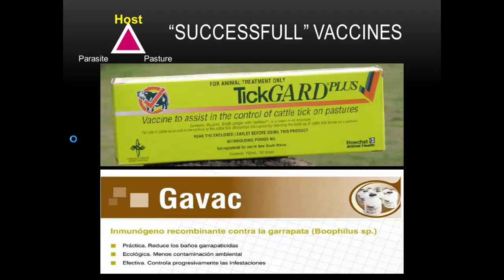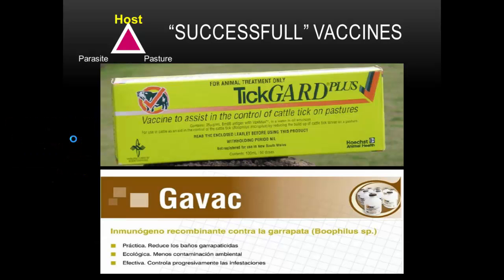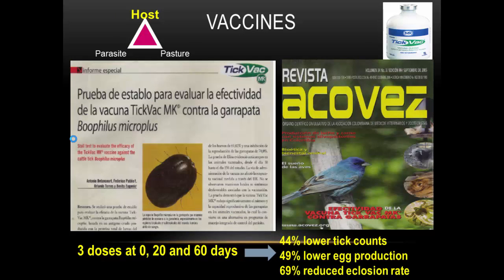Now, what's interesting about these vaccines is that their efficacy accounts for having an effect not only on the number of ticks on the animal, but also on the reproductive capacity of the tick, in terms of the number of eggs that can be laid, or how many of those eggs will eventually hatch. For the first one, TickGuard, the combined efficacy of all those 3 parameters can reach up to 90%, which is enormous. Unfortunately, the Colombian market is flooded with fraudulent medicines.